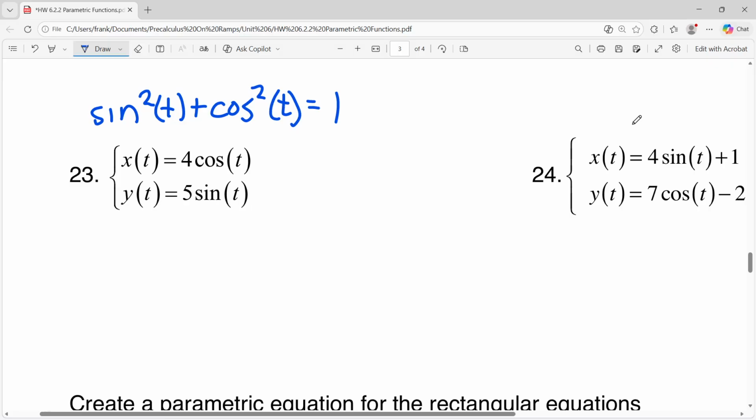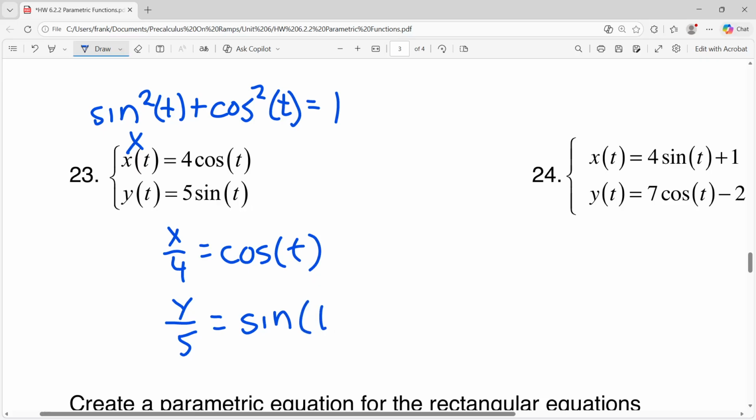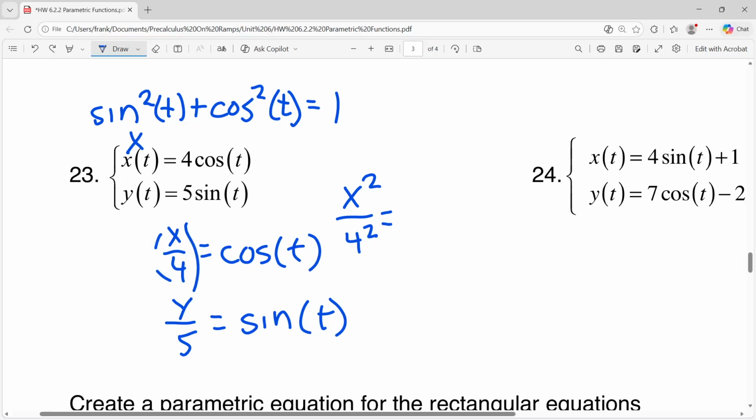So x equals 4 cosine t. I'm going to divide both sides by 4. x over 4 equals cosine t. And this one, y divided by 5 equals sine t. Now I want sine squared plus cosine squared. So I can put the cosine first if I want. x squared over 4 squared equals, I'm just squaring it. If I square the whole thing, it's x squared over 4 squared.